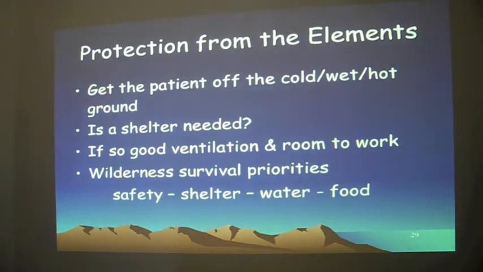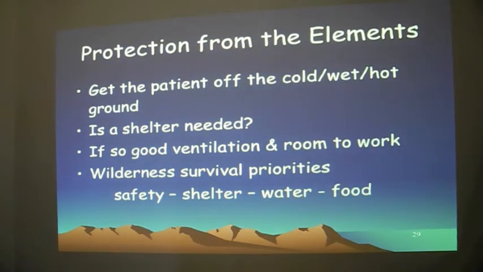But if you put them in a tent, is there enough room inside that tent for you and maybe another person to get in there and work on this patient? And is there plenty of ventilation? Okay? And in wilderness survival, our priorities, number one, are safety, shelter, water, and food. It goes into the threes of wilderness survival, and I'm not going to get into those, but our personal safety, we're number one, our partner's number two, a patient is number three. Okay.